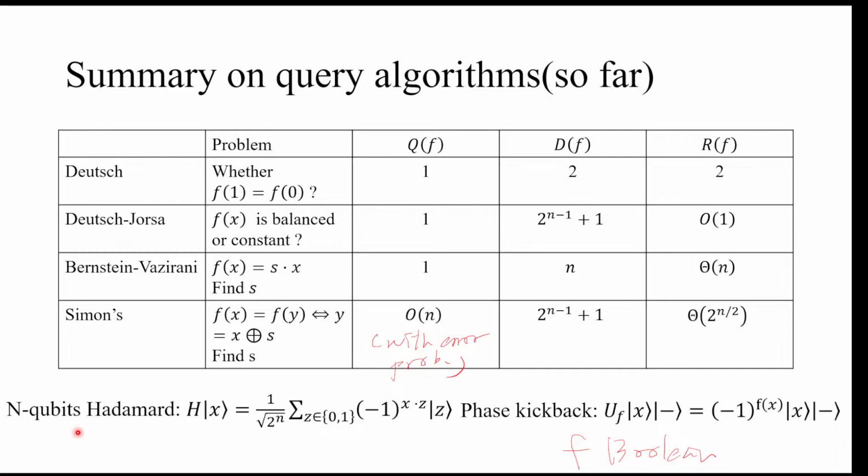Remember how to calculate the n-bit Hadamard: it is the sum over z of minus 1 to the x star z, with normalization. Also, this phase kickback trick is very nice. Sorry for going over time.